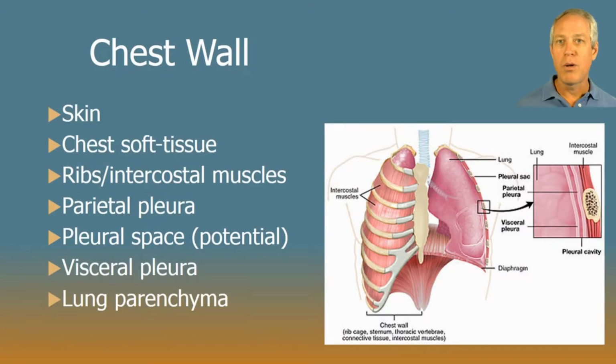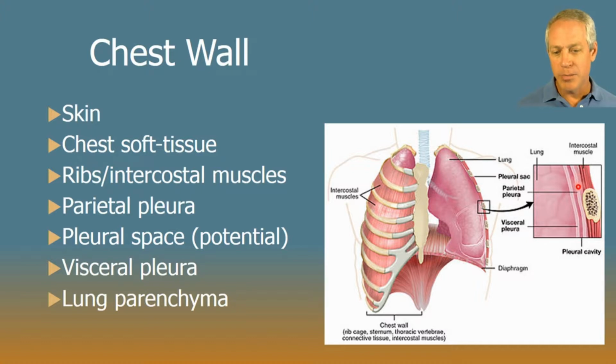Now the chest wall, we'll go into a little bit just to understand the outer demarcation of the lungs, not to focus too much on the procedures there, except the pleura itself. But it's important to note for the anatomy too. So from the outside in: the skin, the chest soft tissue, the subcutaneous tissue, a little bit of fat, then the ribs and intercostal muscles. The parietal pleura is the first layer that you come to from the outside in.